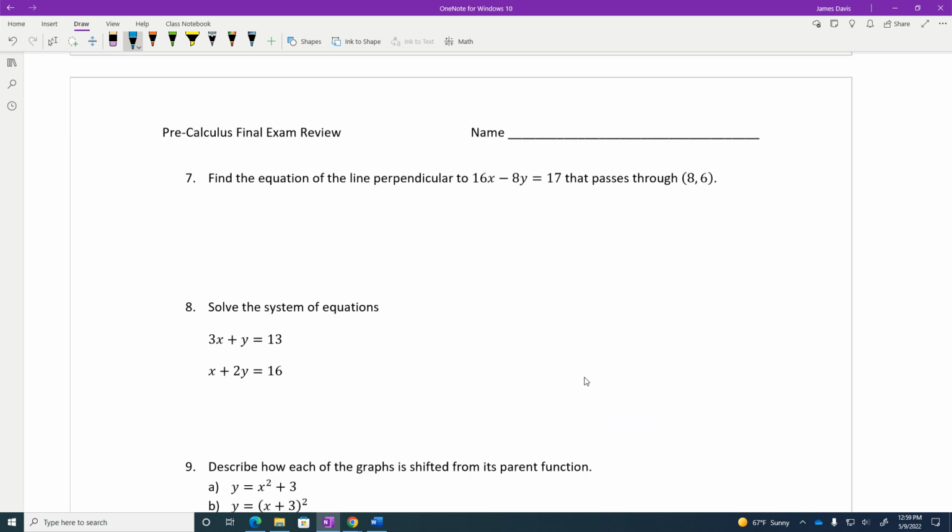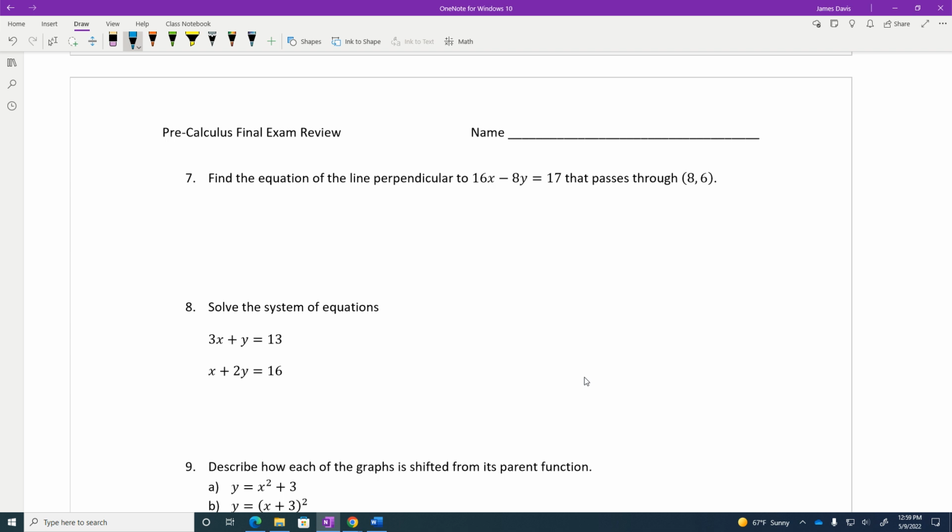Okay, so this next one we have to find the equation of a perpendicular line to the equation given through the point that's given. Alright, so anybody know what the first thing we should do is here? Yeah? Okay, yeah, so we want to get the y by itself, right? Subtract 16x over, very good.